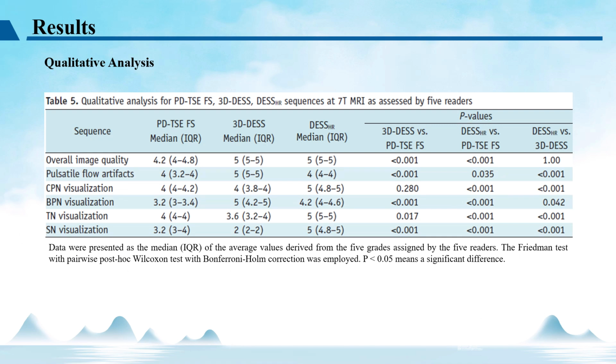As this table shows, 3D DESS and DESS HR sequences demonstrated superior image quality to PD, and 3D DESS and DESS HR sequences showed fewer pulsatile flow artifacts than PD. Regarding nerve segment visualization, the DESS HR sequence showed superior visualization of the common peroneal nerve, tibial nerve, and the saphenous nerve than the PD and the 3D DESS sequences.